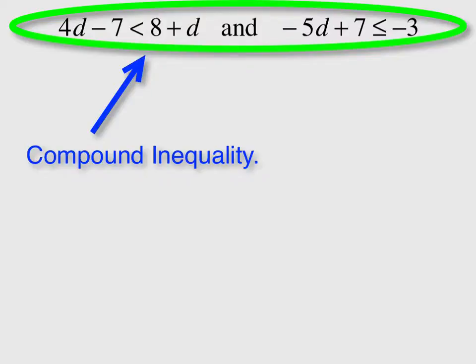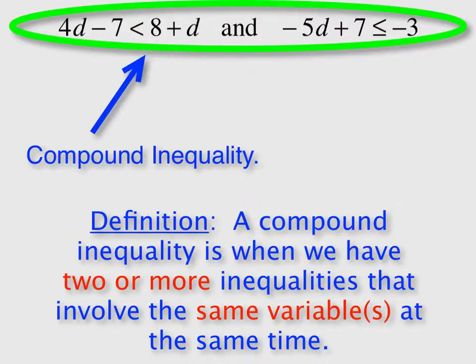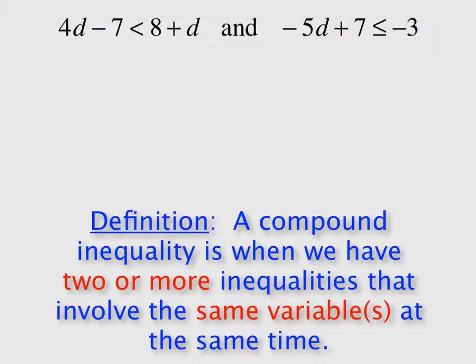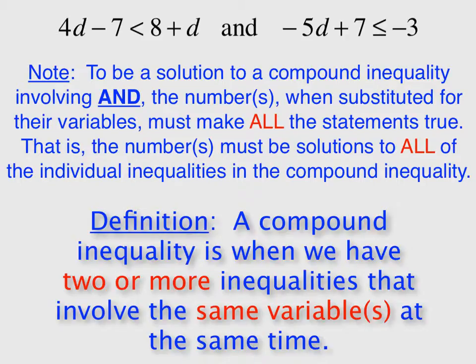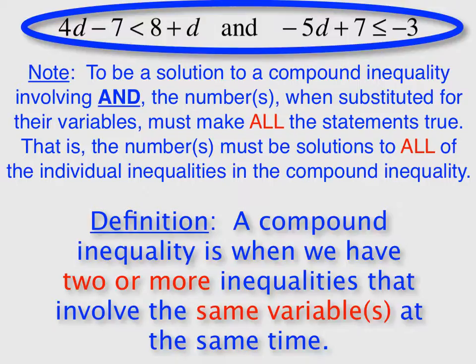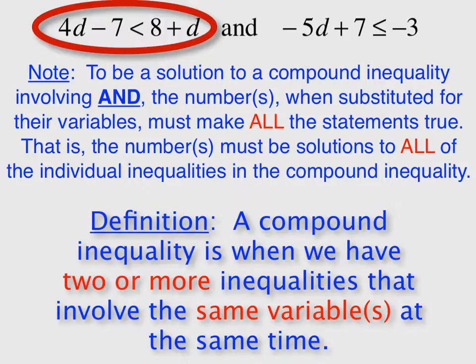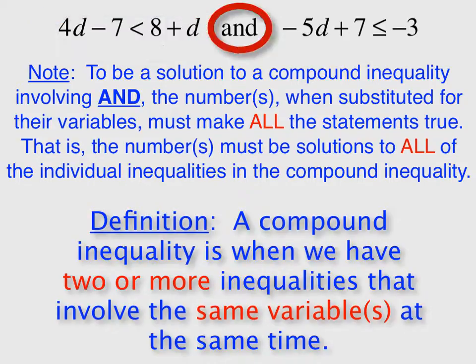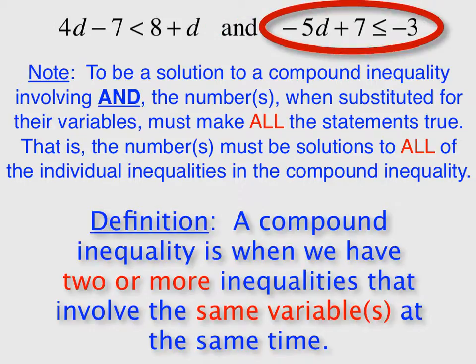And what is a compound inequality? A compound inequality is when we have two or more inequalities with the same variables at the same time. In this case, to be a solution to a compound inequality involving and, the numbers, when substituted for the variables, must make all statements true. That is, the number has to be a solution to all of the individual inequalities in order to be a solution to the compound inequality. So that means when we substitute our number into 4d minus 7 is less than 8 plus d, it has to make that true, but at the same time, the number is going to have to make negative 5d plus 7 is less than or equal to negative 3 true as well.